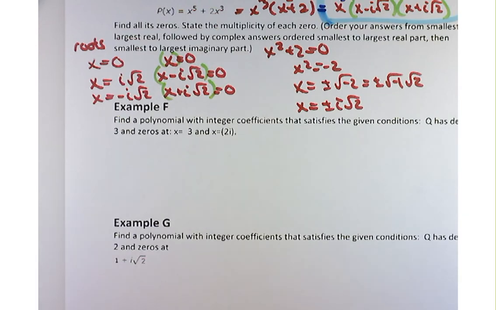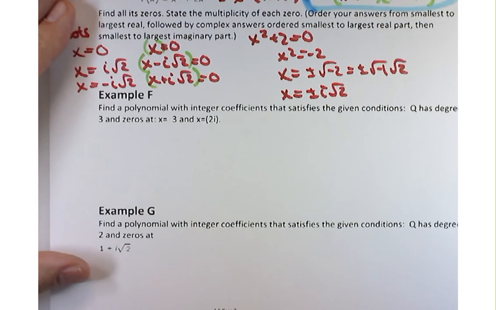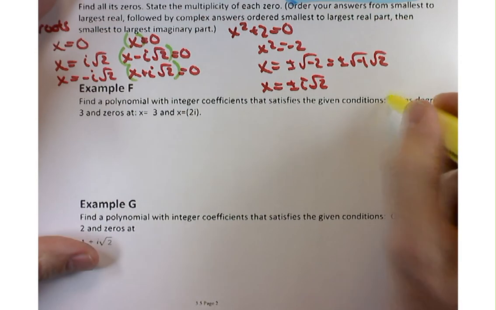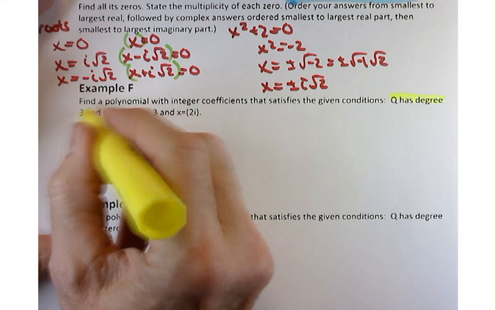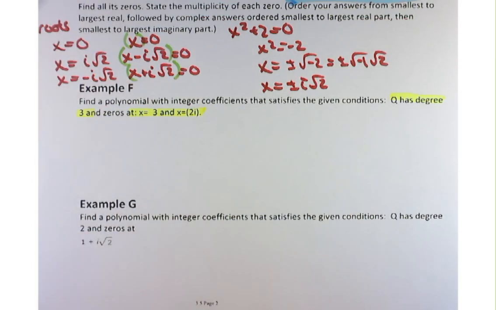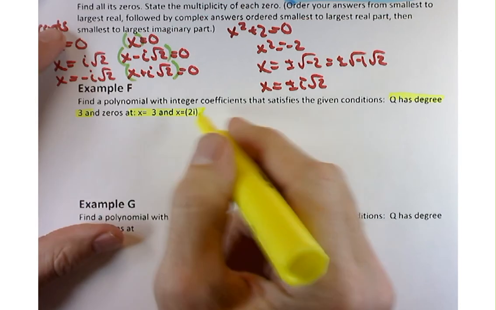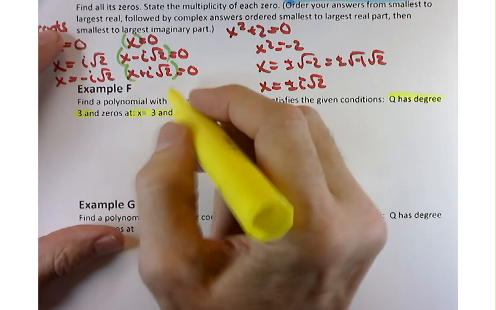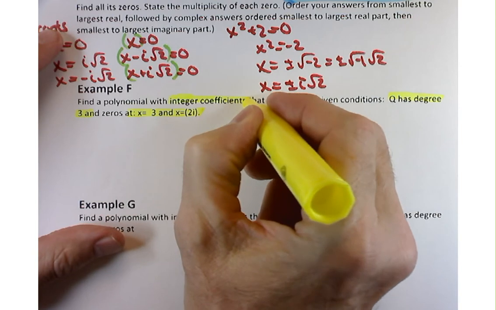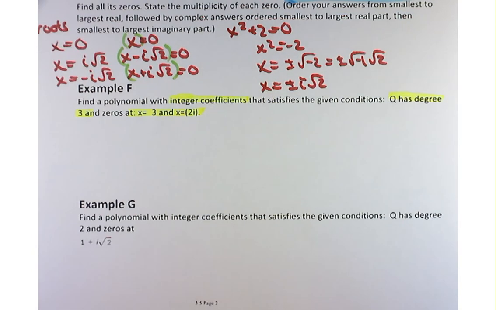Let's see what's going on with example F. I want to write a polynomial with these conditions. Q has degree 3 and zeros at x equals 3 and 2i. Now another thing about this polynomial is that it has to have integer coefficients. It means it has to have real coefficients. It can't have imaginary coefficients.